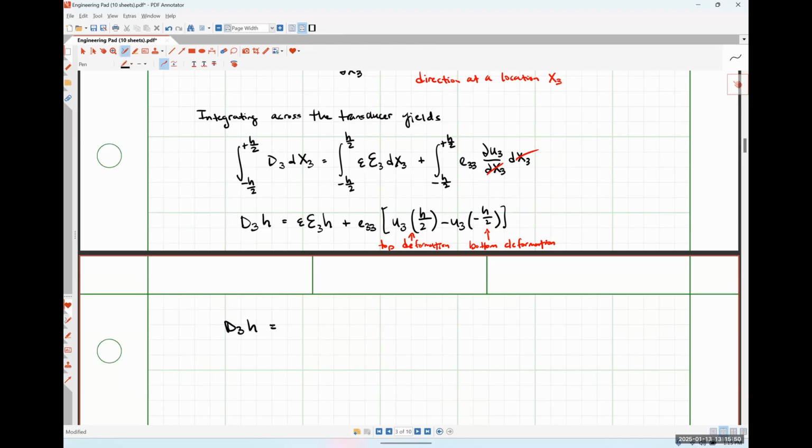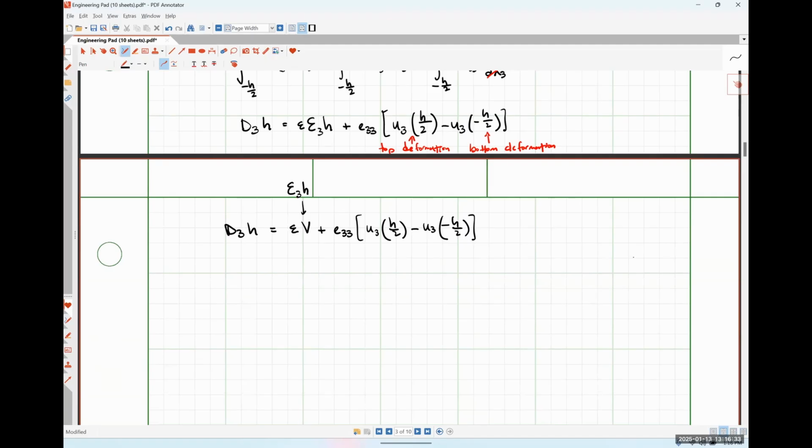D3H is equal to epsilon V, and I'm just going to make a note here that this is epsilon 3H, plus the piezoelectric coefficient times mu 3 at h over 2 minus mu 3 at negative h over 2. And then we are going to divide both sides by h and multiply both sides by the plate area.